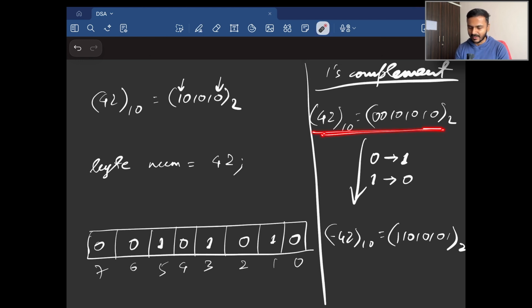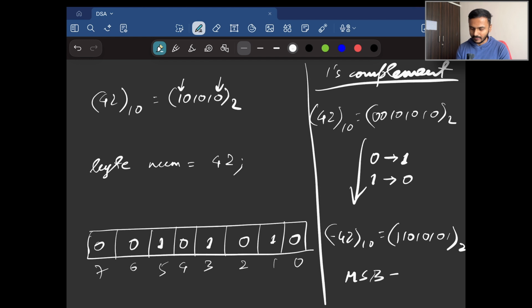For 42, we will have 00101010, assuming we have used the byte type. For minus 42, it will be 11010101. Now, that question that I had initially asked as to how do we denote this minus still remains. So to answer that, the 1 on the leftmost bit, which is the most significant bit, denotes negative. So if the MSB or the most significant bit is 0, it means it is a positive number. And if it is 1, it means it is a negative number.